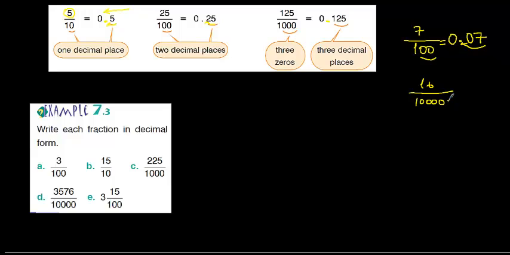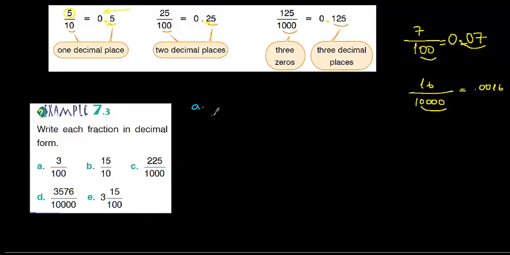Or 16 over 10,000. Firstly I write 16, then I count how many zeros there are. There are 4 zeros, so I count 1, 2, 3, 4, then I put the decimal point. If there is no place for the decimal point, we should add zeros here. Okay, let me solve some exercises from this part.